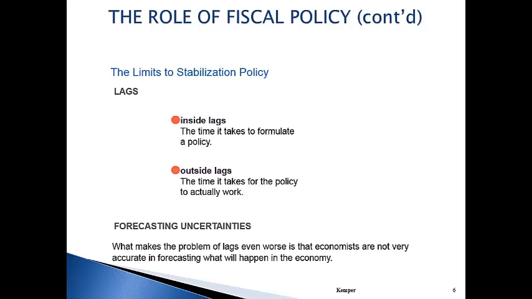Forecasting uncertainties. One of the problems that makes lags even worse is that economists are not very accurate in forecasting what will happen in the economy. We're kind of like weathermen or women. We really don't have the science down on what's going to happen. And you might be laughing, or you might be crying, saying, why don't you know? Why can't we predict what's going to happen? Well, it's because the economy is constantly changing as well as our world is evolving.